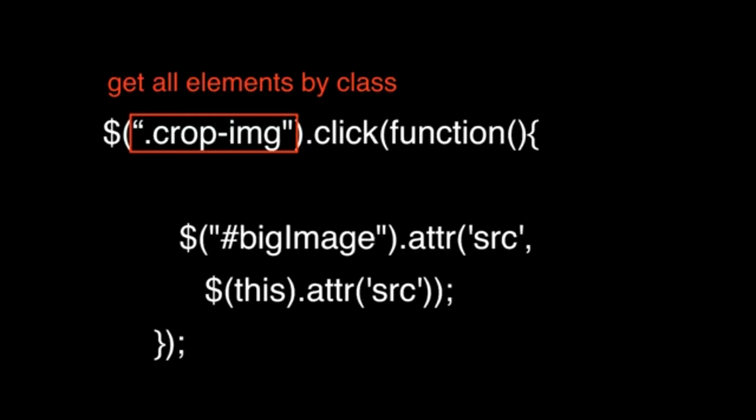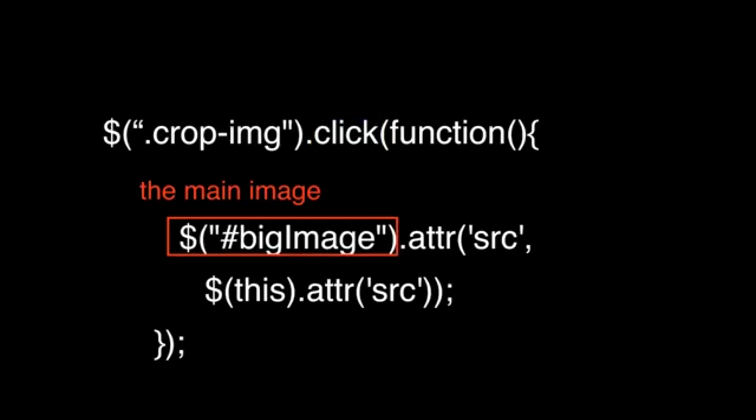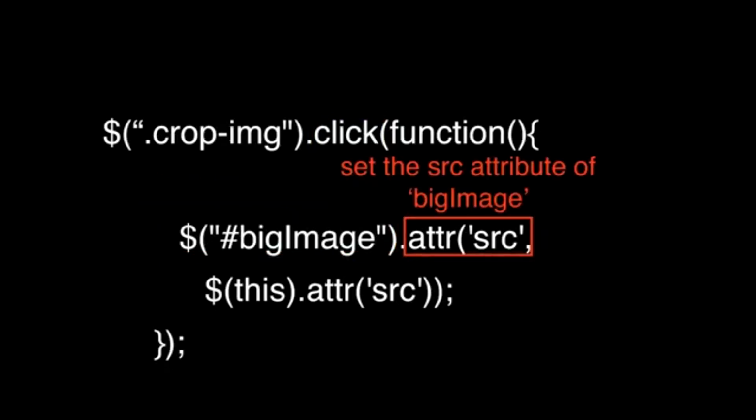The function we're calling is click. We've seen that before. That sets a function that happens on a click event, just as we've seen in the last video. And then down here we have the actual code. We've got this jQuery selector that grabs the main image, the big image. And we've got another jQuery function here which sets an attribute of big image.